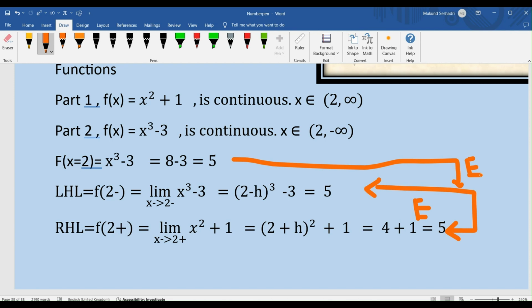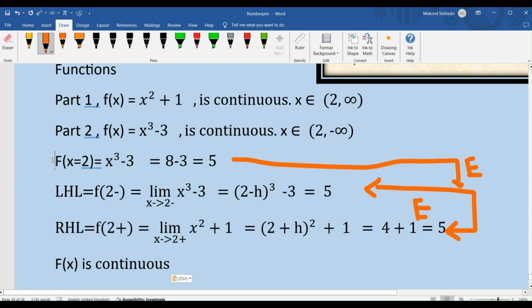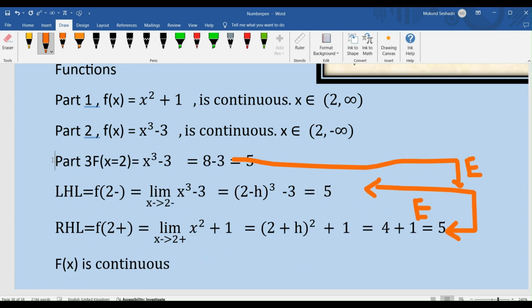So we established continuity in the open interval 2 to infinity in part one, and minus infinity to 2 in part two. And when we examined continuity at x equals 2, we notice that the function is continuous at x equals 2, right? So we know that there is no point where this function is discontinuous, and we can comfortably combine part one, part two, and part three, and say the function is continuous for x belonging to R.